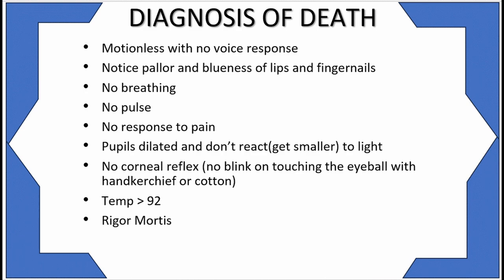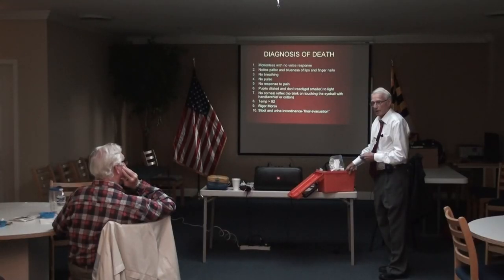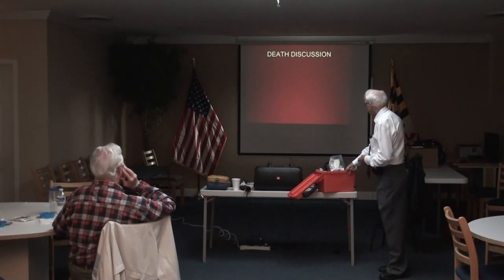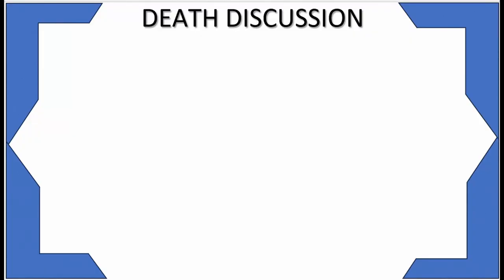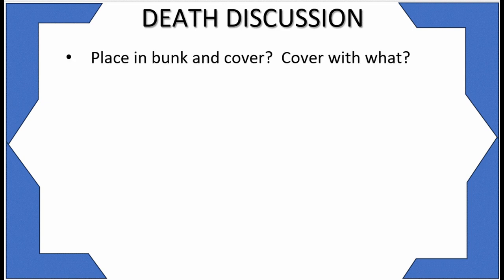Now, you can move the extremities. They're not that stiff, but they're in a state of rigidity. And usually everybody has a stool, their final evacuation, and urinary loss. And all people who die have that happen as their final automatic event. So what do you do with a person who's dead? You put him in the bunk.